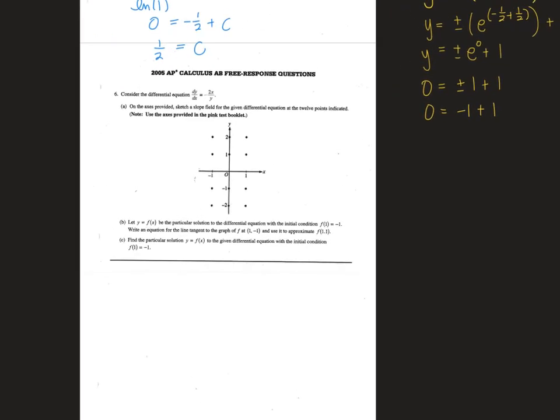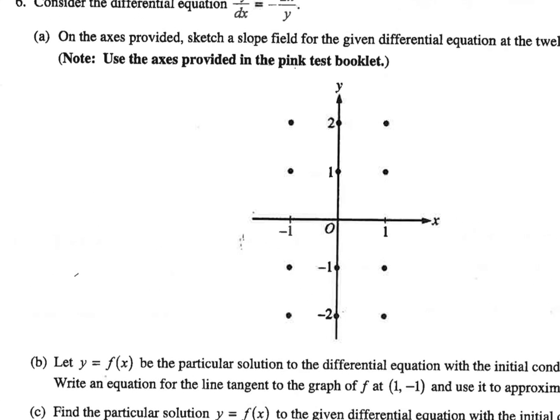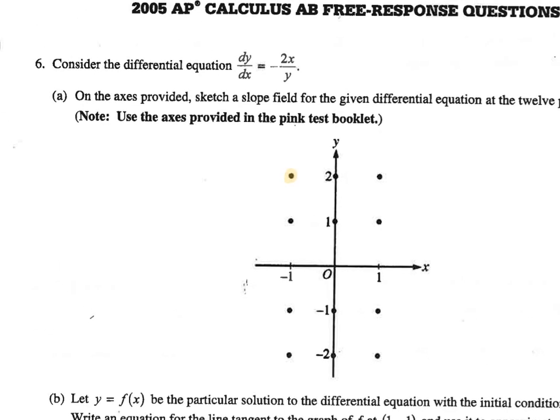Okay, let's go on to the second example. This one has 12 points indicated, but you're going to create the process the exact same way. So maybe we'll start with that one again, which would be the point negative 1, 2. So negative 1 goes in for x, 2 goes in for y. This time we get negative 2 times negative 1 over 2. That's 1. So we're going to have a slope of 1.